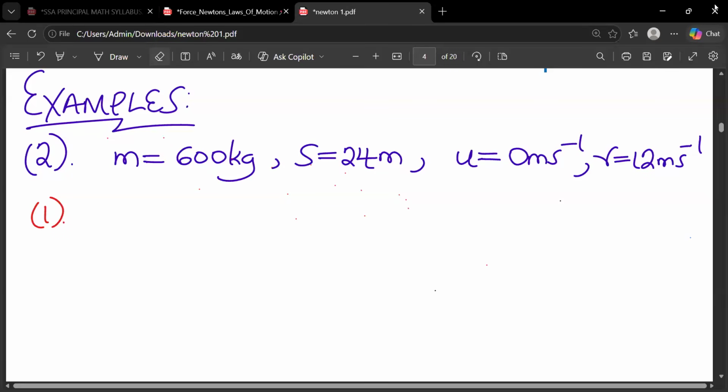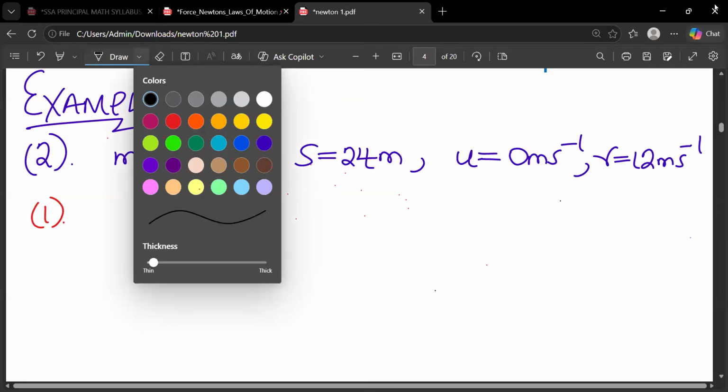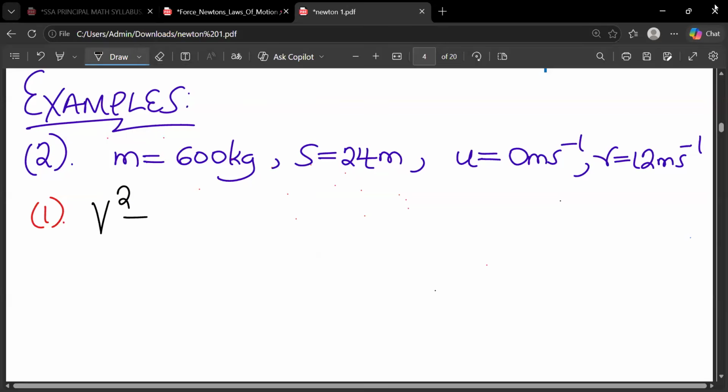Now, you come and do this. v² = u² + 2as, because you know what you're doing. You don't even allow those people to see your side work. Don't allow them to tell that this is really a struggling student. Hide a lot from them, okay?